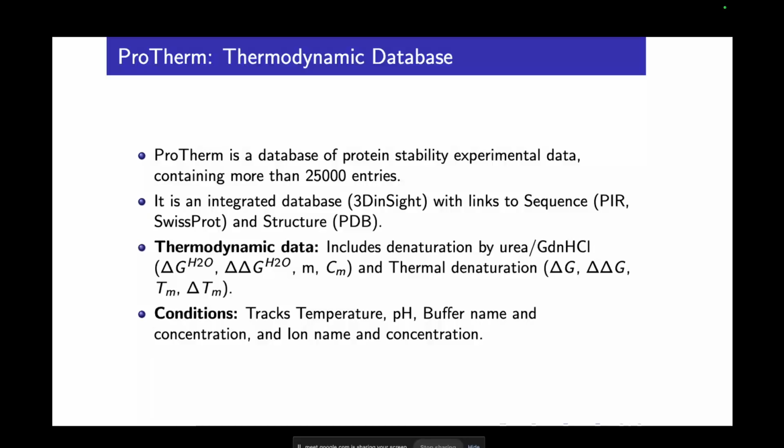So yeah, in this case, you have denaturation delta Gs from urea and guanidine hydrochloride, and then you have thermal denaturation as well. So at higher temperatures when denaturation occurs, what is the delta G, and so on and so forth. So it will track temperature, pH, buffer name and concentration, ion name and concentration. So all the chemical information, you'll get what is the Gibbs free energy change if the protein undergoes this particular reaction, and so on and so forth. So this database is quite interesting in terms of that.